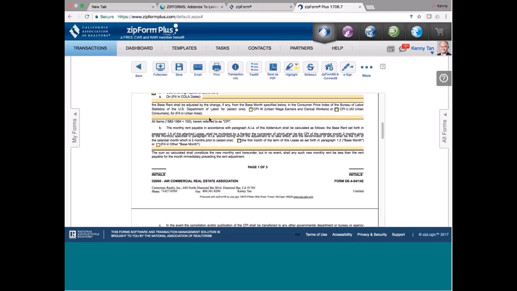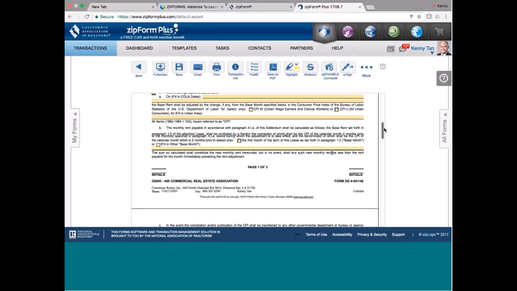Now, if you look at B here, it says the monthly rent payable in accordance with paragraph A1A of this addendum shall be calculated as follows. Base rent set forth in paragraph 1.5 of the attached lease. Now, remember, in your standard lease, you have the base rent. And then it says here, the base rent shall be multiplied by a factor, the numerator of which shall be the CPI of the calendar month 2 months prior to the month specified in paragraph A1A above, during which the adjustment is to take effect, and the denominator of which shall be the CPI of the calendar month which is 2 months prior to the base month.